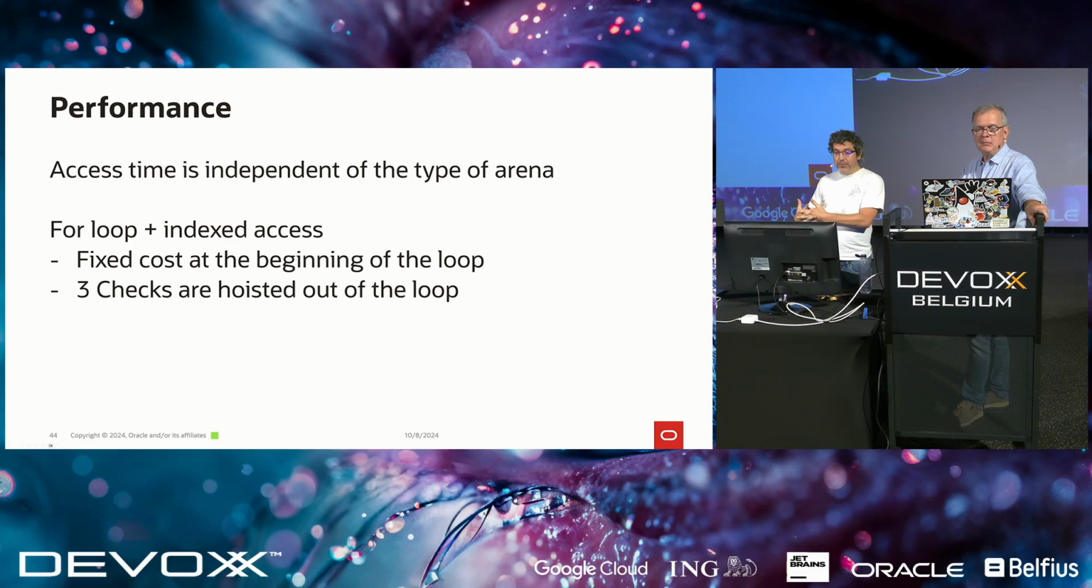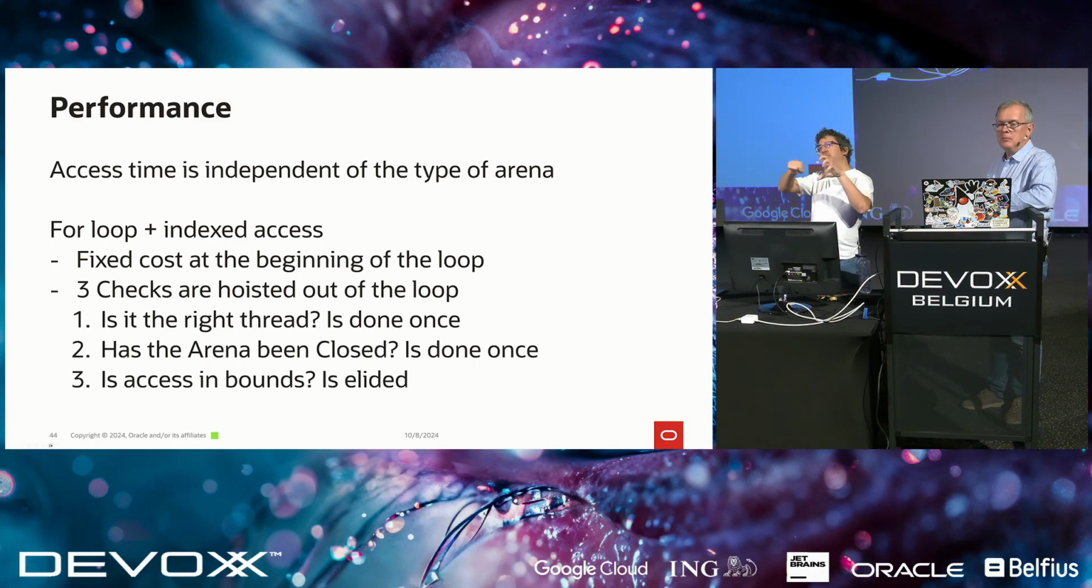If you have a loop, basically you have a fixed cost at the beginning of the loop. Why? Because the VM will try to migrate all the checks outside of the loop and do them once and not every time you are in the loop. So this is something we call hoisting, which is moving things from inside the loop to outside of the loop.